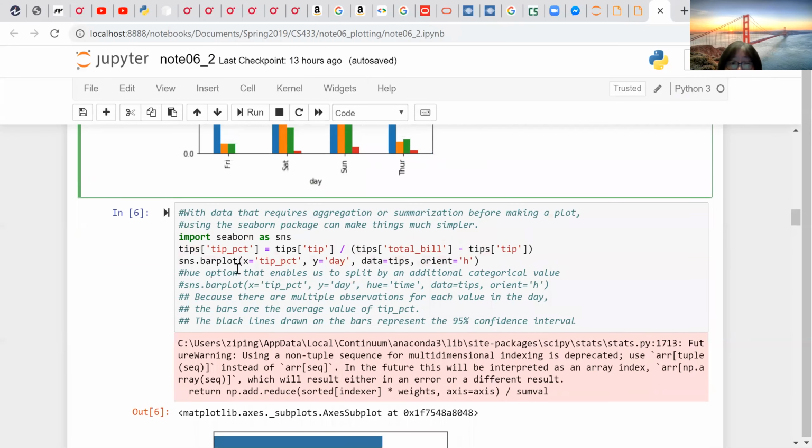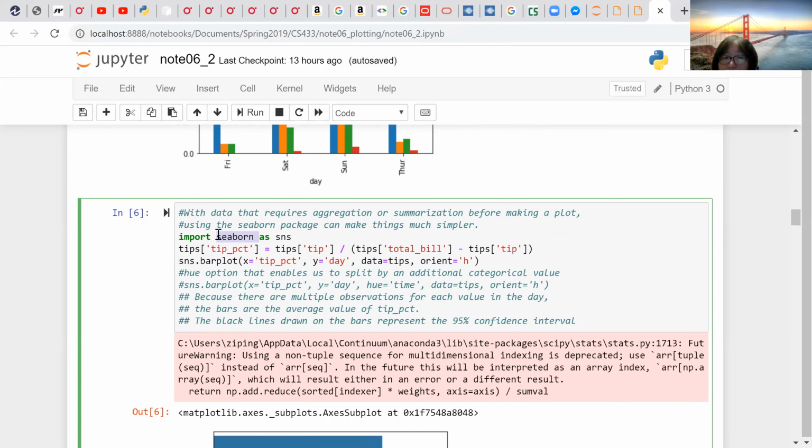And the second important thing for today's part is the Seaborn package. Seaborn is another very important package. Previously, we learned the PyPlot package for plotting.